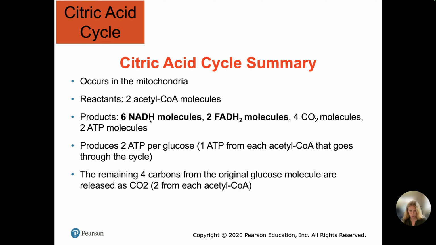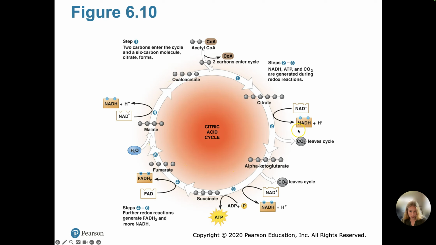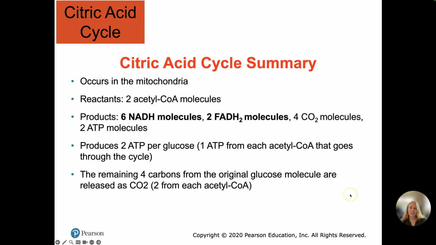So we're going to double all of the products from 1. So 1 turn will give us 1, 2, 3 NADH. Double that. That means we have 6 NADH. 1 turn will give us 1 FADH2. We need to double that. So 2 FADH2. And then 1 turn will give us 1 ATP. We then double that to get 2 ATP. And we see that shown in the product. So we have 6 NADH molecules, 2 FADH2 molecules, 4 CO2 molecules and 2 ATP molecules.